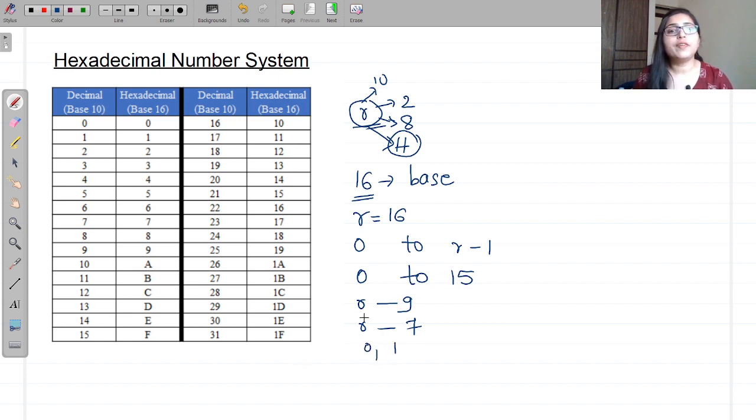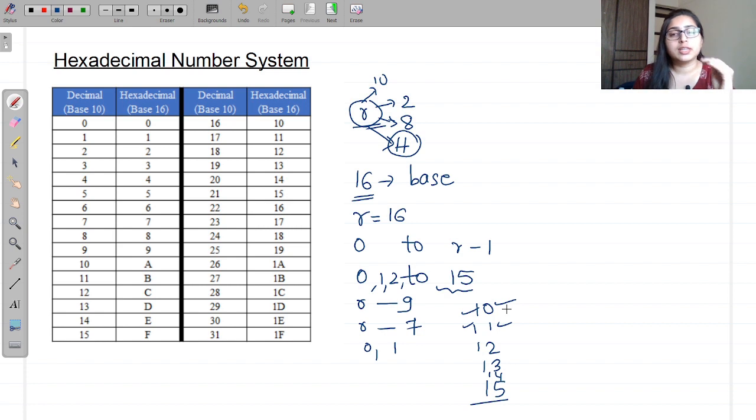So these all were one digit. 0 to 9 is only one digit. But here you can see from 10 to 15 we have two digits, where 0 and 1 are already used. 0, 1, 2, 3, everything is used till 9. So till 15 all the digits are not available as single values.